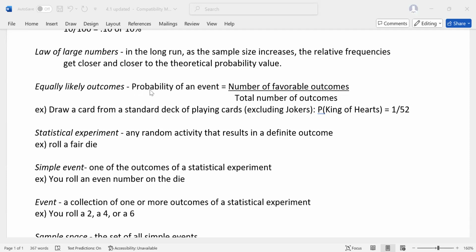Equally likely outcomes. The probability of an event equals the number of favorable outcomes divided by the total number of outcomes. So for example, let's say you draw a card from a standard deck of playing cards, excluding jokers. So in other words, you have 52 cards, you have 4 suits, hearts, spades, clubs, and diamonds, and you have 13 cards in each suit. We are excluding jokers. So the probability that on a draw from a standard deck of playing cards, you get the king of hearts, that's 1 out of the 52, 1 over 52.